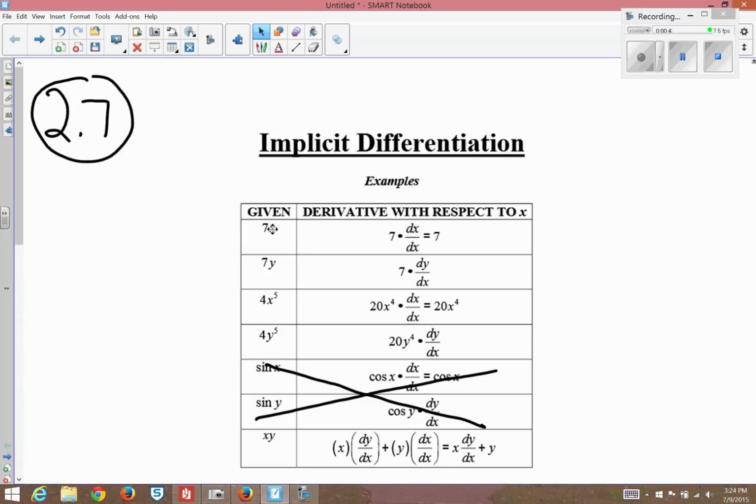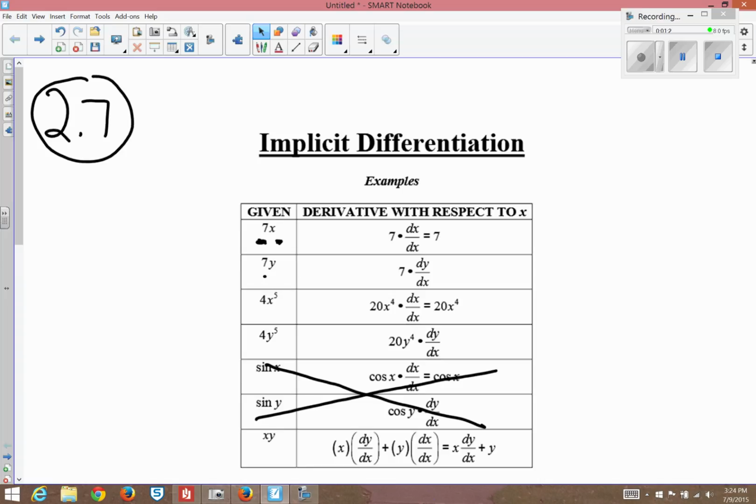If 7x is given, the derivative is 7. But what's new here and different is the derivative of 7x is really 7 times dx/dx. It's really this number times the derivative of the thing next to it, which could be symbolized as the derivative of x with respect to x. Ordinarily, we don't write that though. So dx over dx is 1. Anything over the same thing is 1. So when we say the derivative of 7x is 7, we are correct.